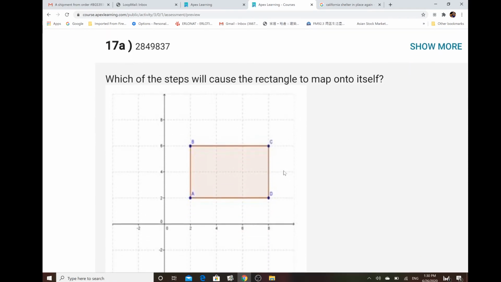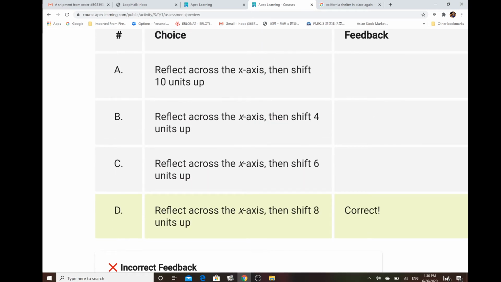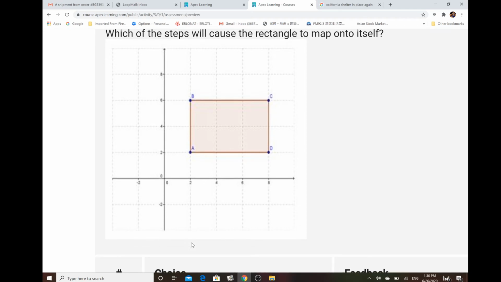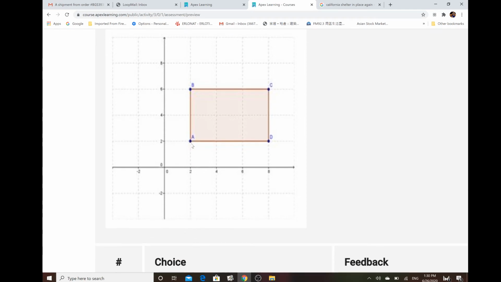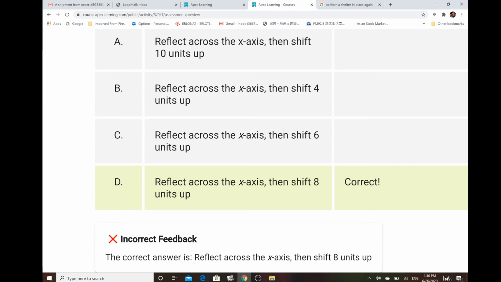And now the next one: which of the steps will cause the rectangle to map onto itself? According to the selection, it's reflect across the x-axis and then shift 8 units up. Once you reflect it across the x-axis, this one turns out to be -2, and then -2 plus 8 will be 6. And the same thing happens right here. 2 reflected across the x-axis turns out to be -2, and then you want to move 8 units up, so -2 plus 8 will be 6. So it's about the reflection and then the translation. And that's selection D there.